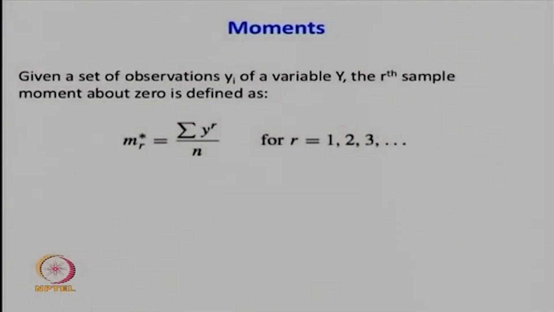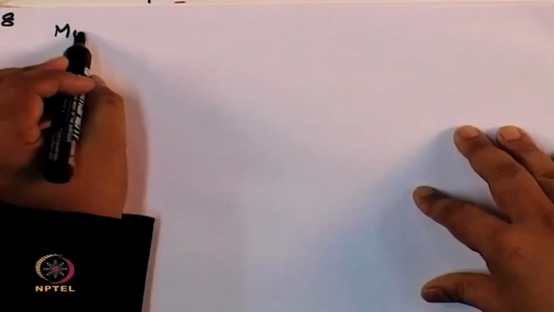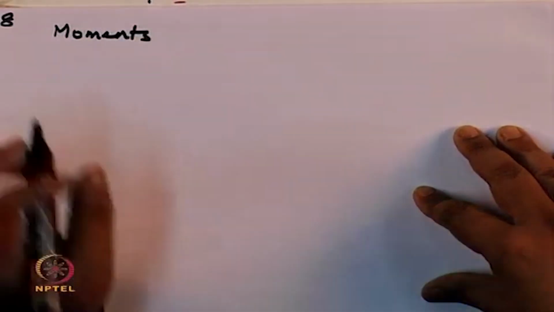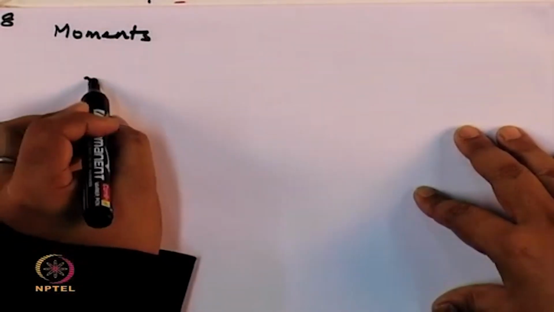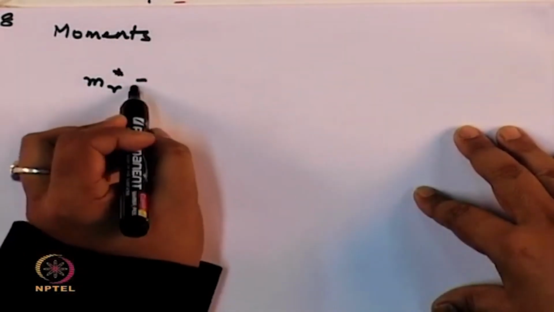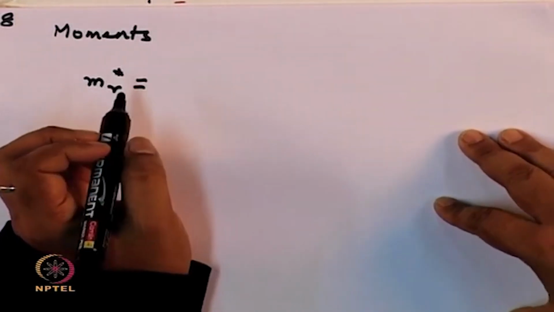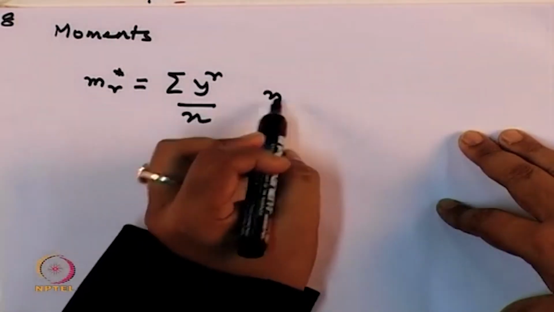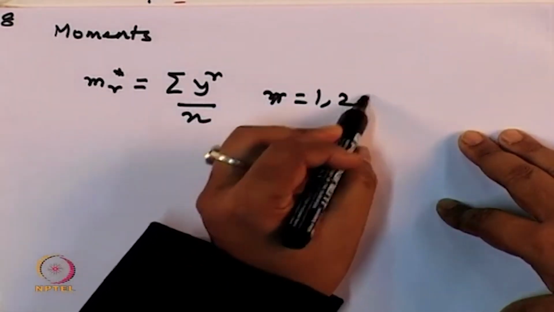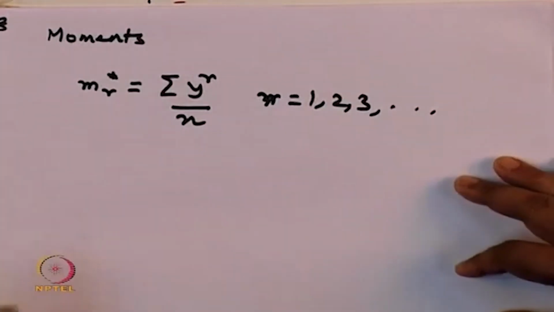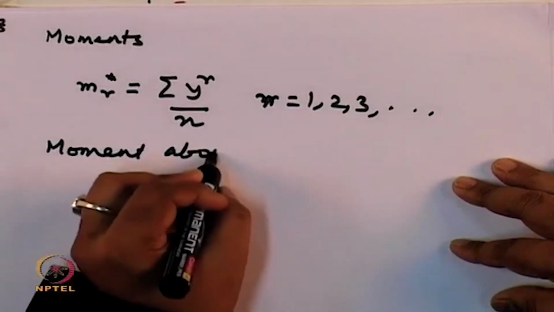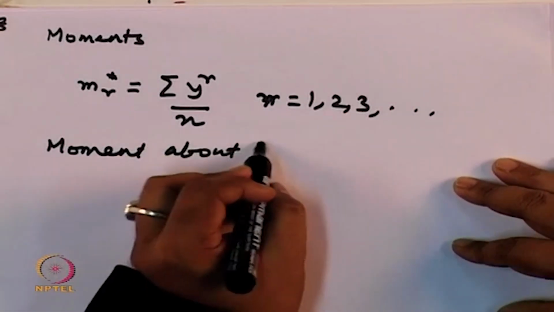Now, we come to another interesting concept of moments. Okay. So, Pearson was the first statistician to make use of moments to describe data. Now, how is a moment defined? The moment about 0 of any variable is defined as summation y to the power r by n, where r can have 1, 2, 3 any value. Okay. So, clearly, this is the moment about 0.